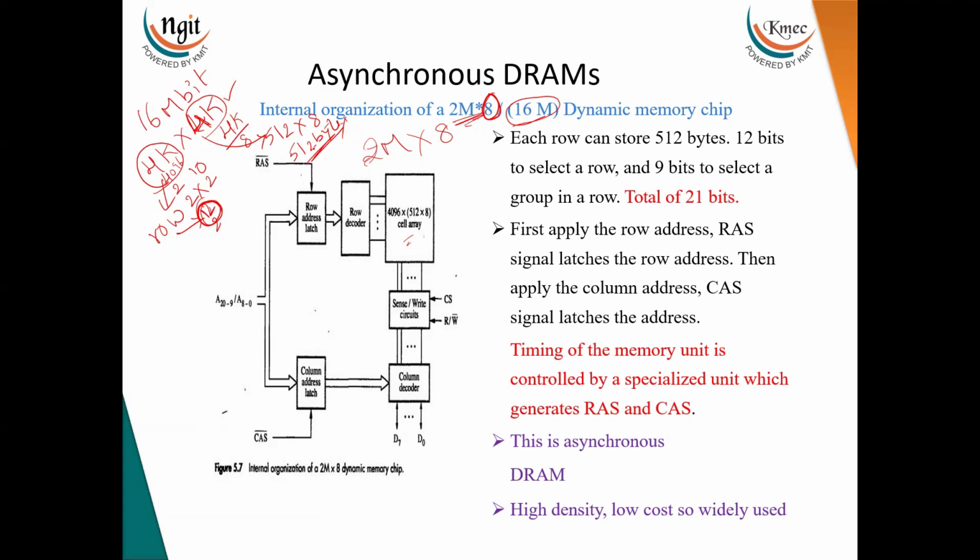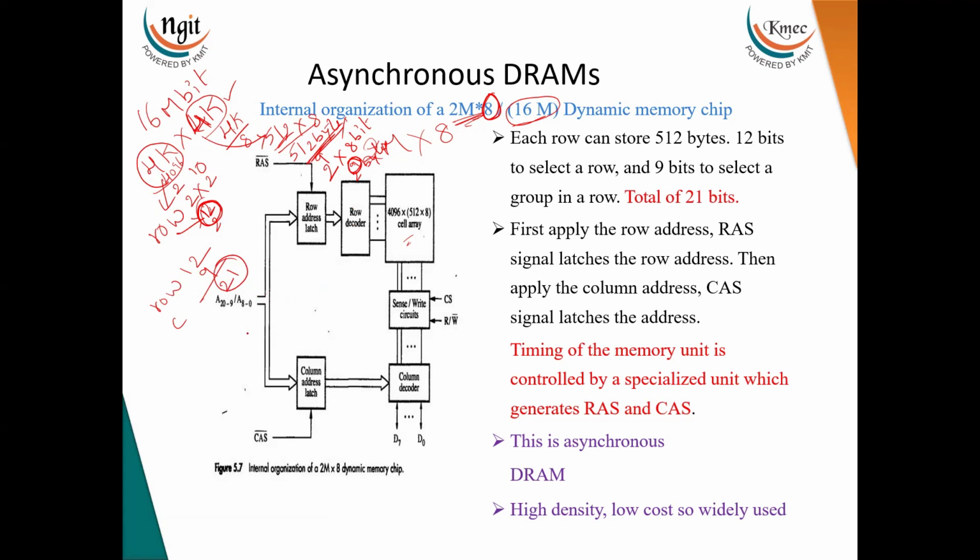This is the column. Now 512 into 8, or 512 bytes, if I write in terms of powers of 2, 512 is 2 to the power of 9 into 8 bits, or 2 to the power of 9 bytes. That means 9 column address lines are required. For the row it is 12 address lines, and for the column it is 9 address lines. So a total of 21 address lines are required to design the chip.